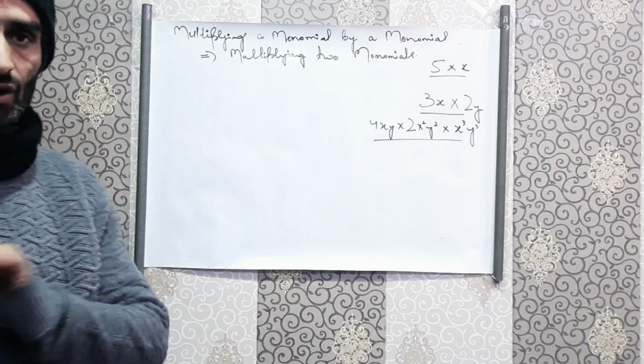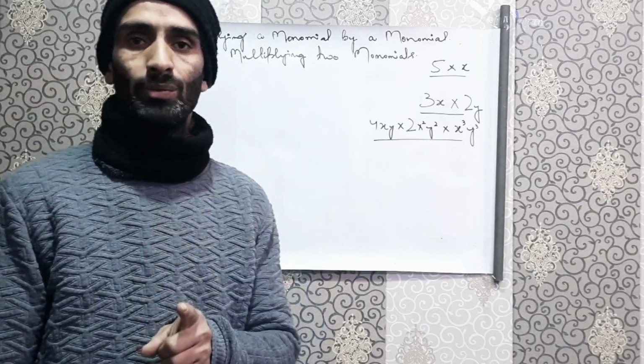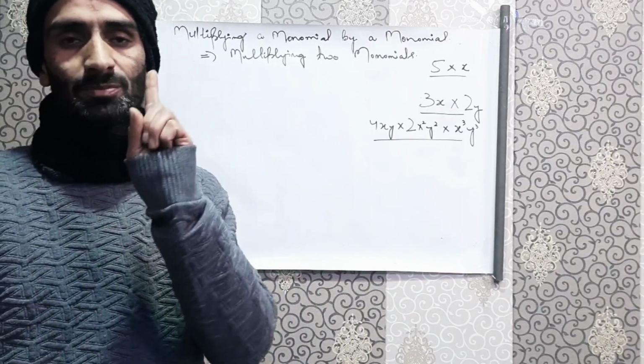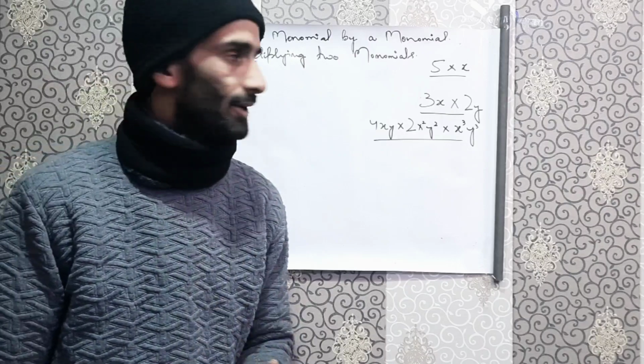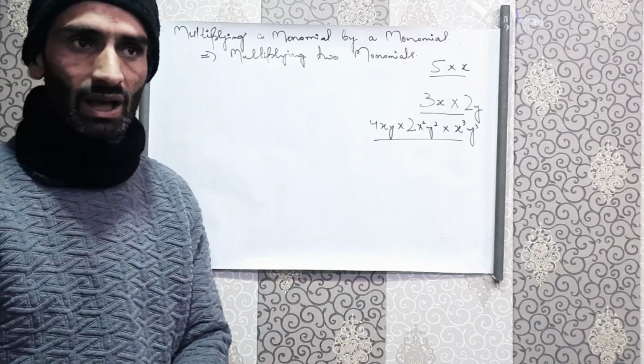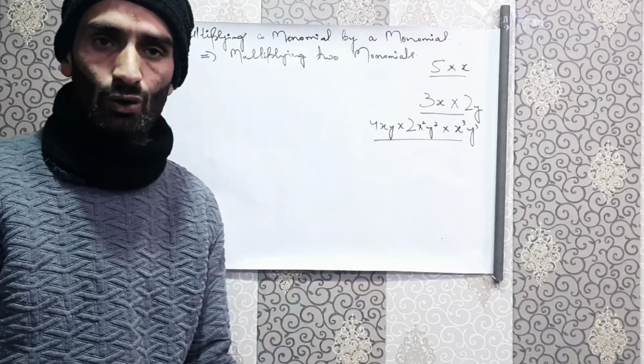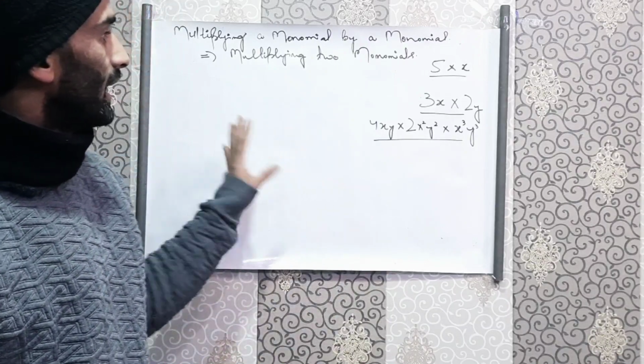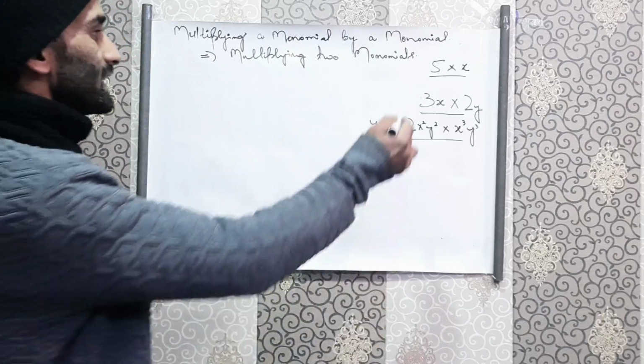Clear, my dear? Already we learned monomial. Monomial is the algebraic expression having only one term. How can we multiply a monomial by a monomial, and where do we have to use this?